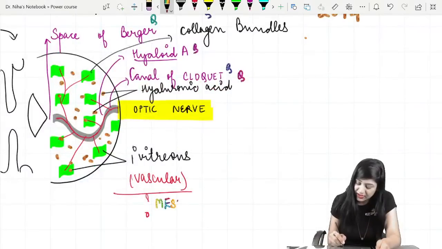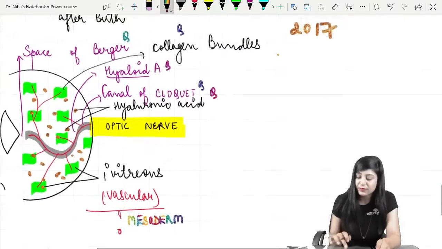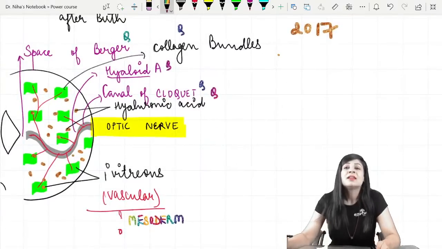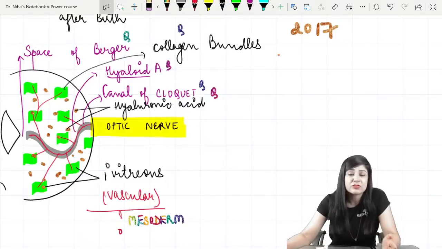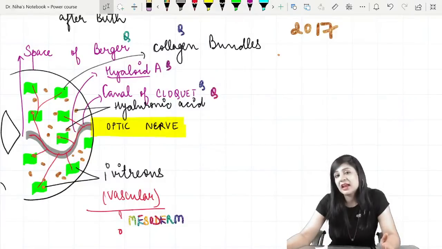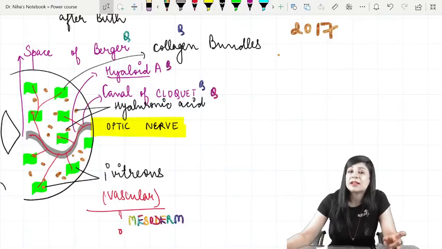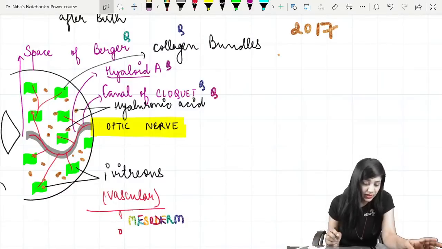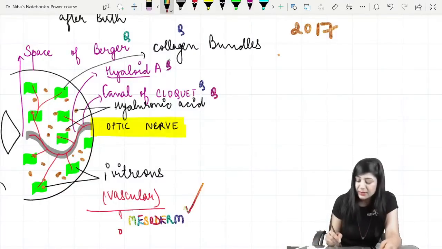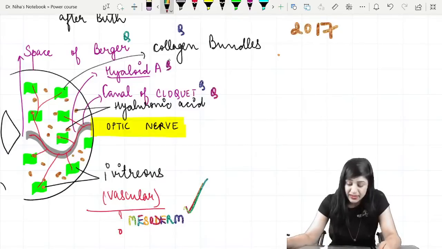Mesoderm, because it is vascular. So you will see even the development of the different parts of the vitreous is taking place from different germ layers, because the primary vitreous which is present in the intrauterine life has a mesodermal origin because it has a blood supply. It is vascular. Yes, very good. It is the mesoderm because it has the blood supply.